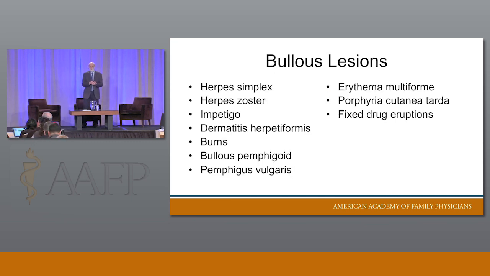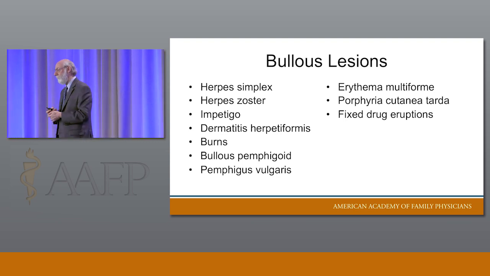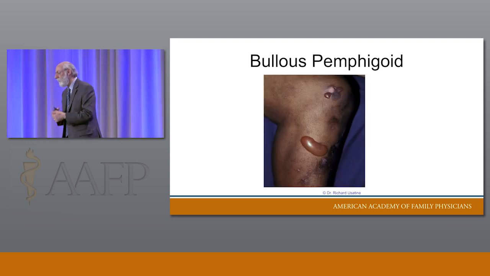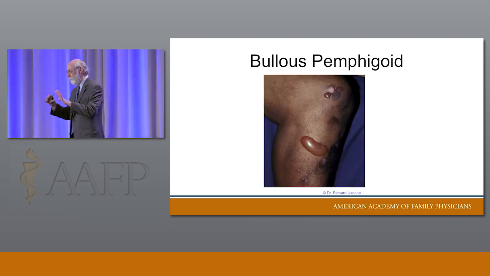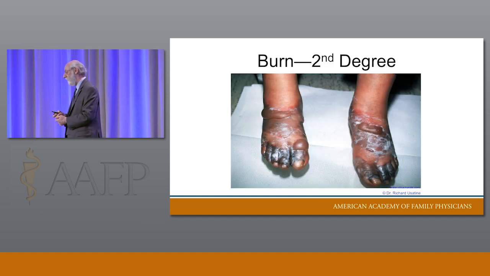Zoster creates bullous lesions. Herpes simplex, zoster, impetigo, dermatitis herpetiformis, burns, bullous pemphigoid, pemphigus vulgaris, some erythema multiforme can be bullous. Here's bullous pemphigoid. See this more often in the elderly. Typically, the bullae is kind of full. If you press on it, it doesn't expand laterally. If you rub an eraser on the skin and the skin comes off, or you press on the bullae and it expands laterally, that's called Nikolsky sign. That you see with pemphigus vulgaris, which is a much worse disease.